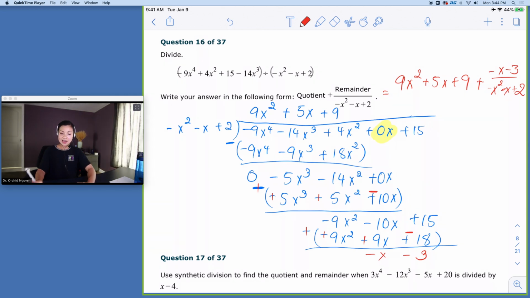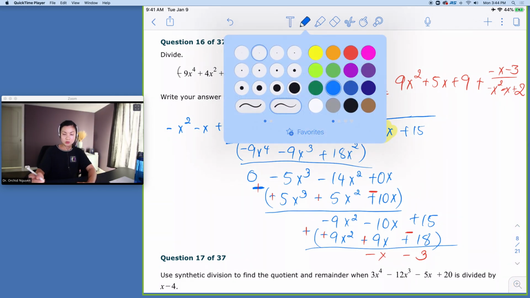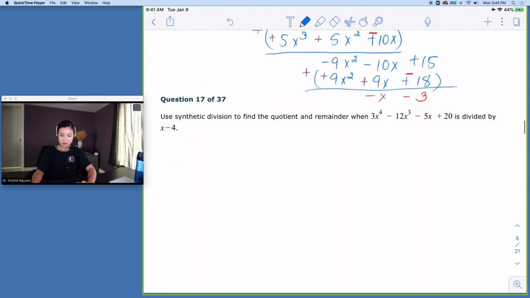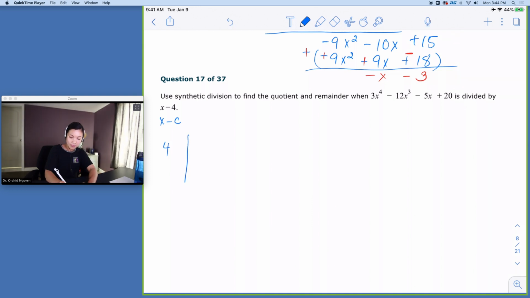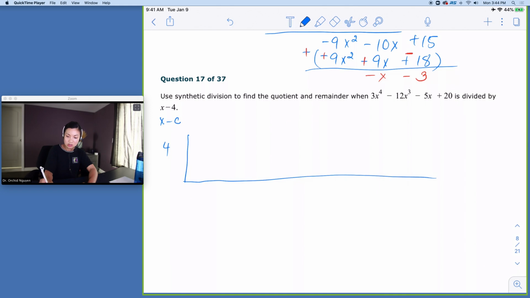Okay, now moving on to synthetic. For synthetic, it's really easy, but you have to be careful with all the signs. So first of all, this is x minus c. So c, you put c right here. So in this case, it's 4. And then you copy all the coefficients. Don't forget, if it's missing something, you have to fill it in.